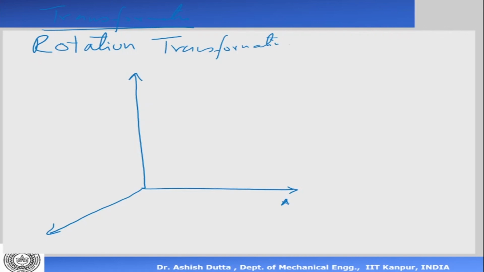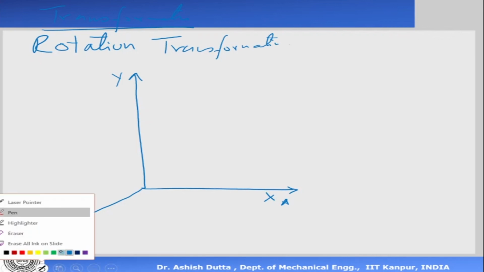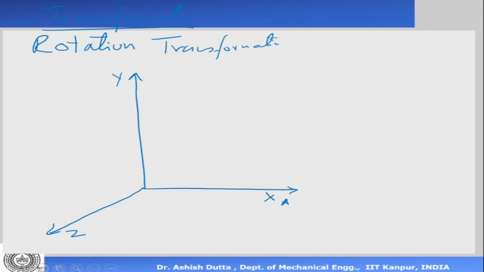So this is my X, Y, and Z frame. Then I have another frame which is called the B frame. So initially B frame and A frame are the same frame. Same frame means the origins are same.